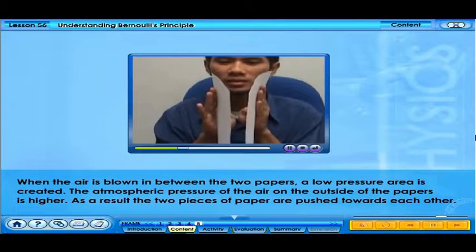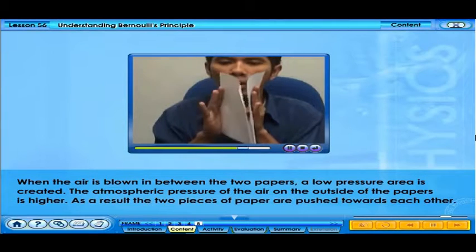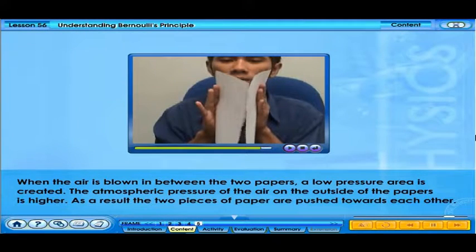When the air is blown in between the two papers, a low-pressure area is created. The atmospheric pressure of the air on the outside of the papers is higher. As a result, the two pieces of paper are pushed towards each other.